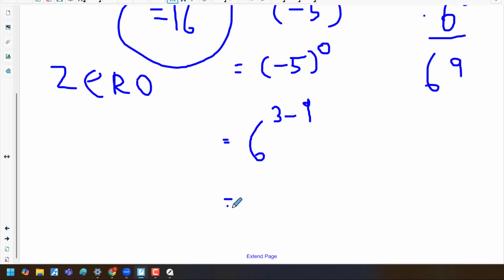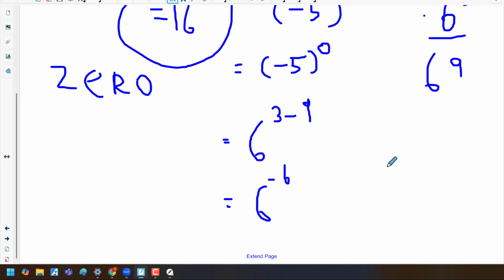And hopefully you can see that that's going to be 6 to the power of -6. And here's our first example of a negative exponent. Are we allowed to have negative exponents? Yes, we are. We are even allowed to have fractional exponents, meaning your exponent can be a fraction.